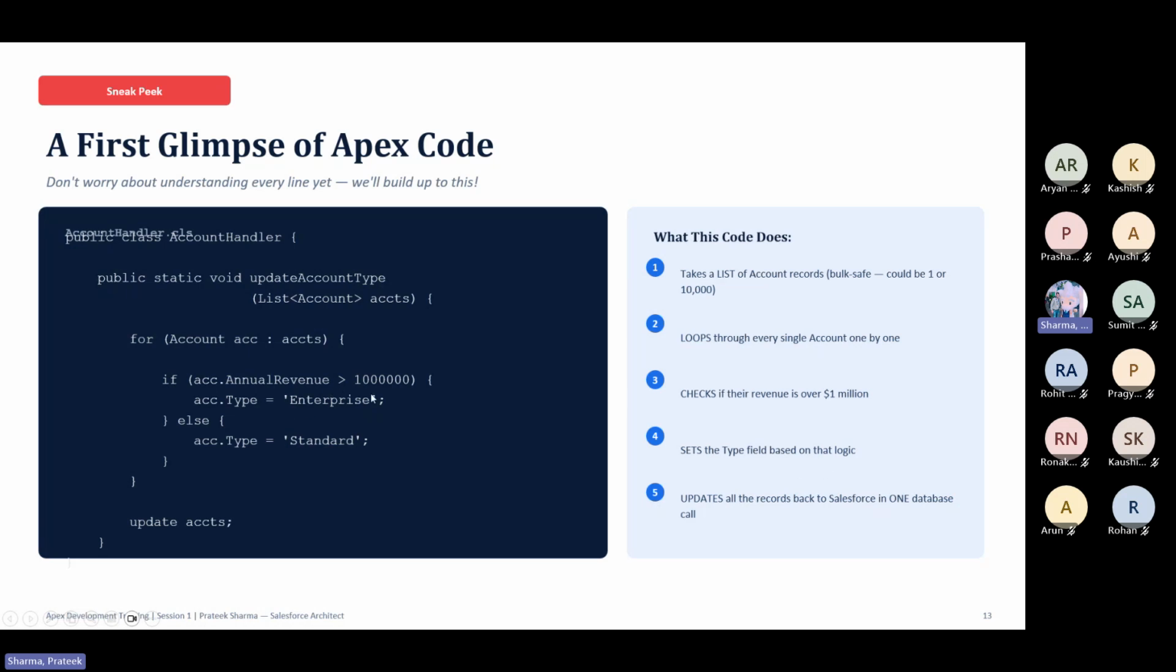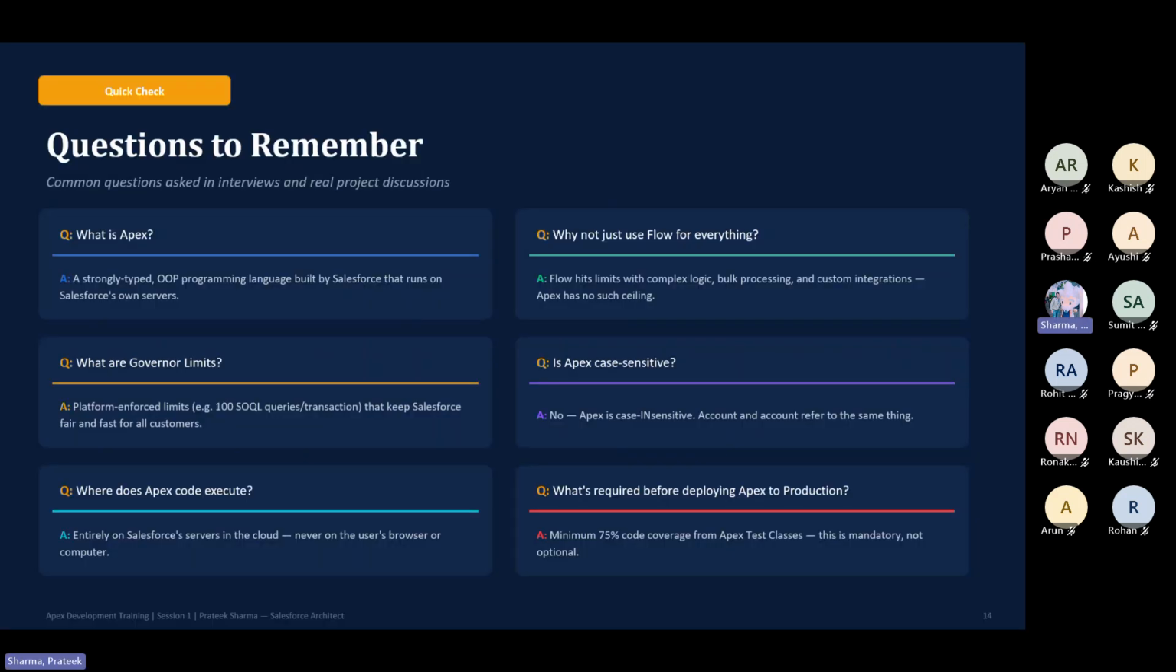So if it is greater than $1 million, we are just setting it Enterprise. If not, then we are setting it Standard, and we are updating all the records back to Salesforce in one database call. So this is an update call that is actually updating the records in the database. So don't worry, I just want to show you some code so you will get a feeling of code in the first class of development. But don't worry about it. We'll discuss it in detail later on.